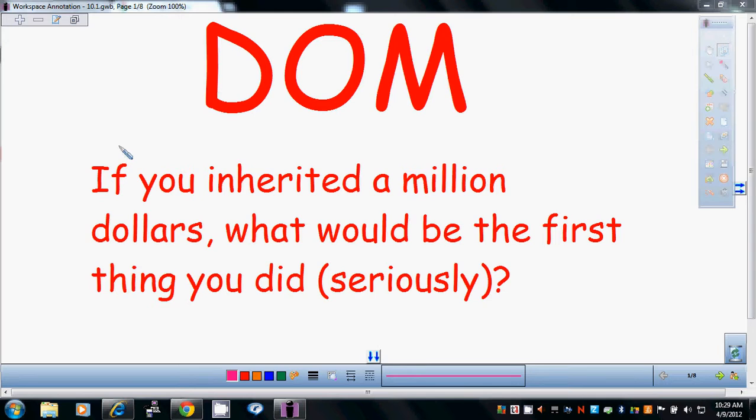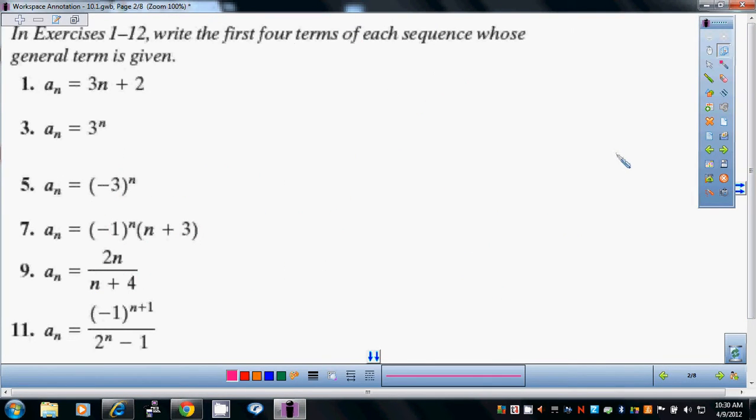Arithmetic sequences and series. A sequence is just a math pattern, like 1, 3, 5, 7, 9. That's an arithmetic sequence. What are we adding every time? 2. And 2 would be your D value. The D value is what you're adding each and every time. The first few problems are just this.